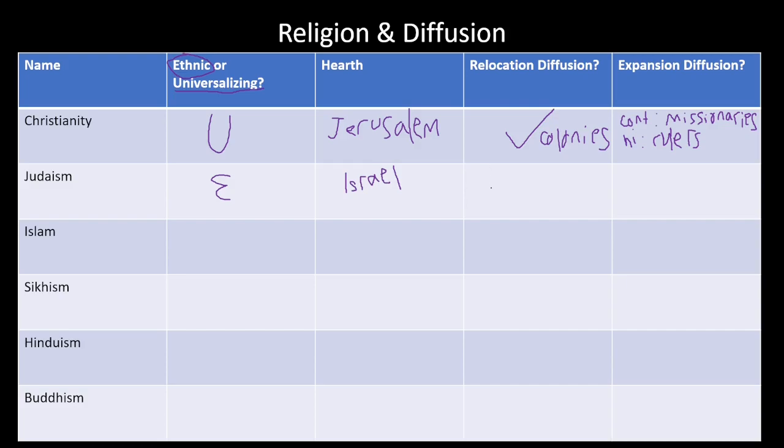Relocation diffusion? Yeah. Diaspora. Actually, we'll write that out. So diaspora is huge for relocation diffusion, especially since it's a kind of a contemporary event. It happened under 100 years ago.